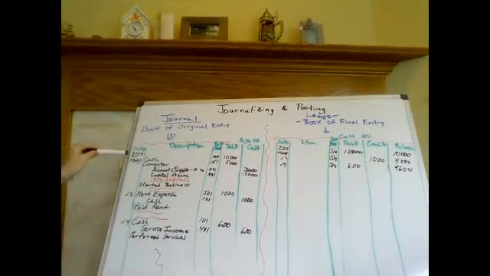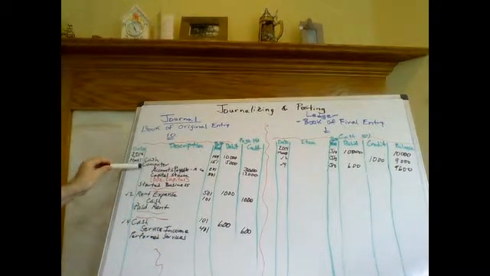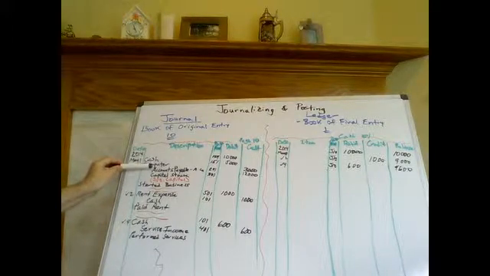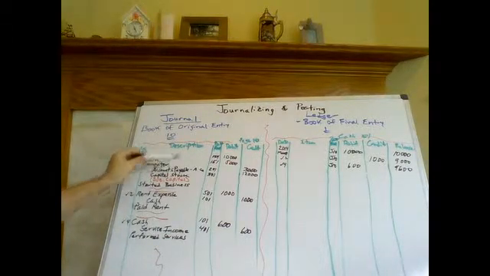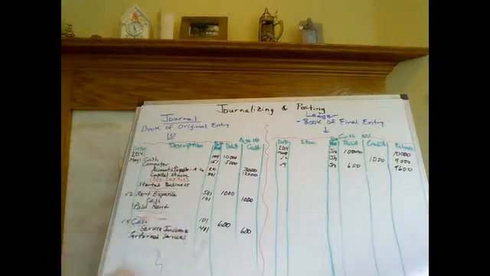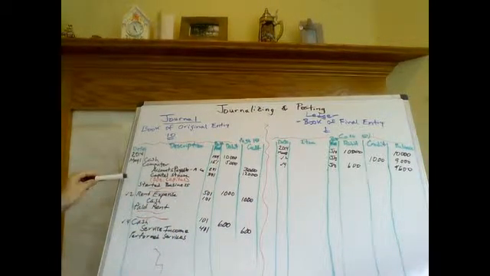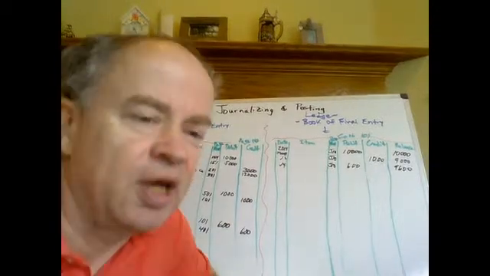So again, first thing, the date. Second thing, all the debits lined up. Third thing, all the credits lined up. And of course, putting the dollar amounts in their respective columns. The last thing you do is put in the explanation.